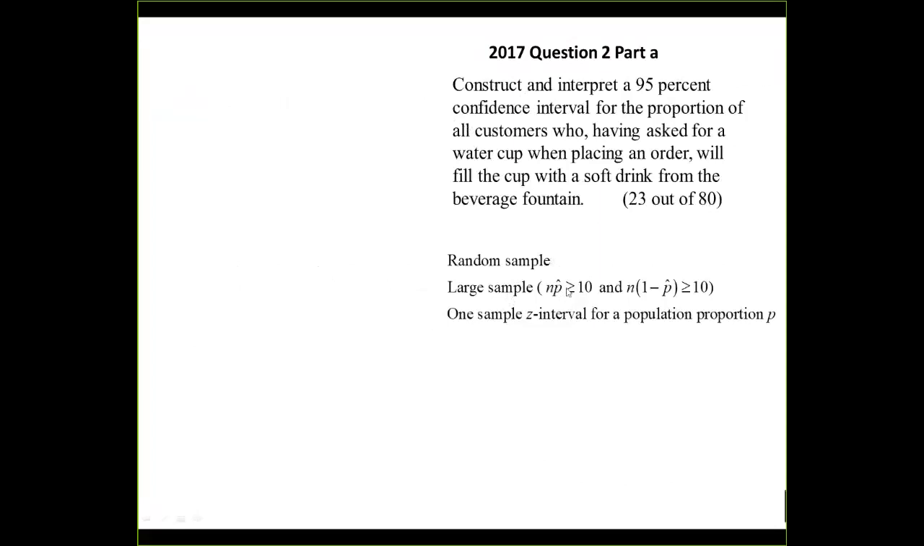Students should check the n times p and n times 1 minus p. They should not just write this down. They need to give the actual numbers that they would arrive at by checking this. Those numbers are 23 and 57, so they are going to be greater than 10. But I think it's more than just a routine. You need to actually show evidence that those numbers are bigger than 10. And we're going to do a one sample z interval for a population proportion.